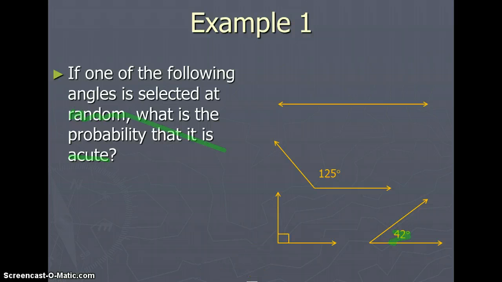Now, we want to know the probability of winning. So our probability of acute: we have 1 winner, and 4 angles. There's 4 angles we could have picked. We picked the acute angle. That cannot reduce, so there's really nothing else we can do with that problem.